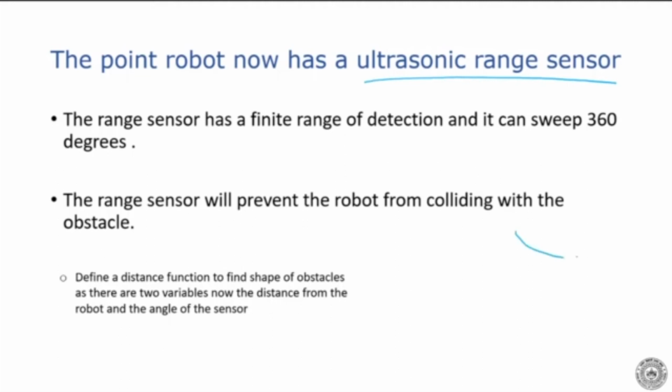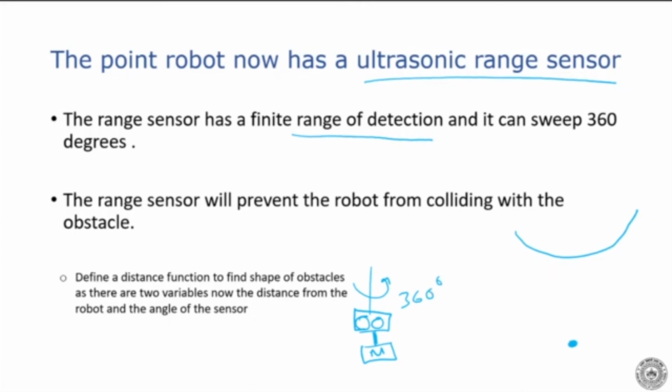So let's say we have an obstacle here and we have the robot which is here now. It's a point robot, but it has an ultrasonic sensor. Okay. Now the range sensor has a finite range of detection that we know, and it can sweep 360 degrees. So if you can imagine that I can mount a range sensor, so I have a motor here and I mount the range sensor. So this is my range sensor, and it can rotate about this axis by 360 degrees.